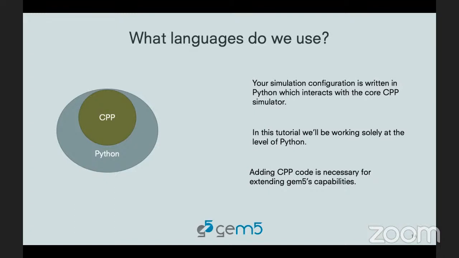In this tutorial, we are only going to deal with the Python level. We have tutorial materials on dealing with the C++ level. The C++ level is for when you really want to get into the nitty-gritty, like adding new ISA instructions, for example, where you need to modify the C++ or extend it in some capacity. We're going to focus on just building simulations because we've only got 3 hours.